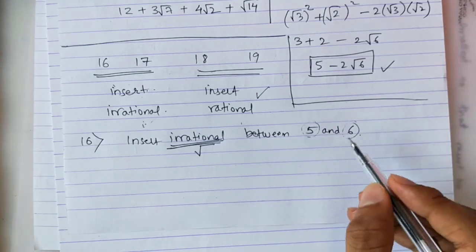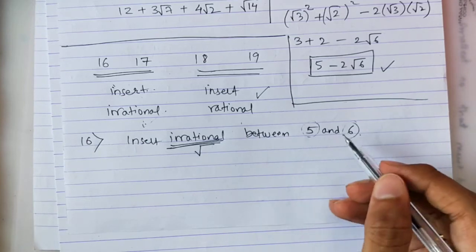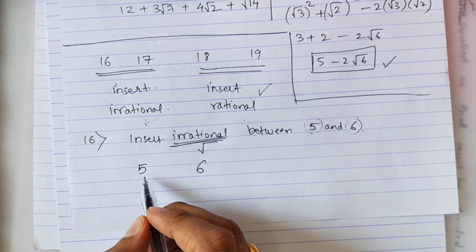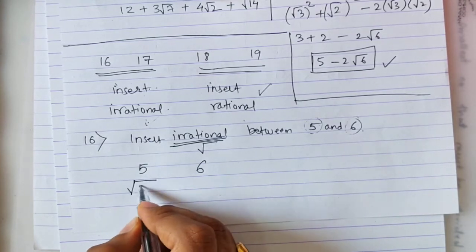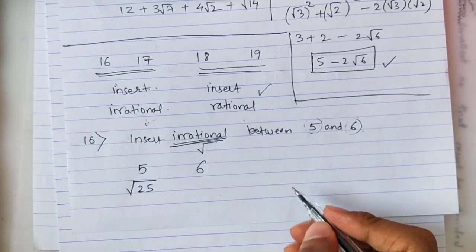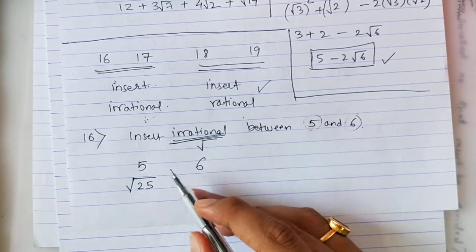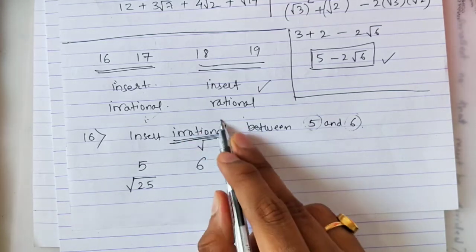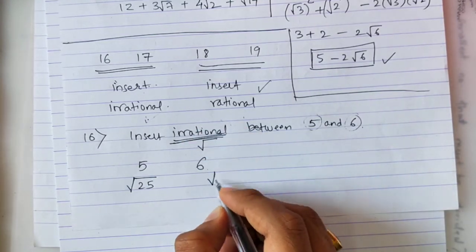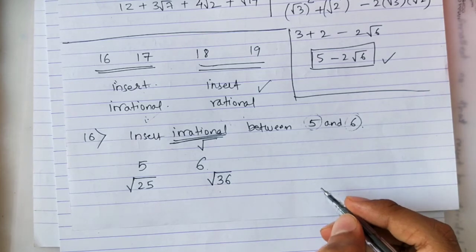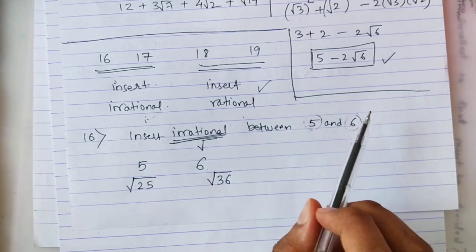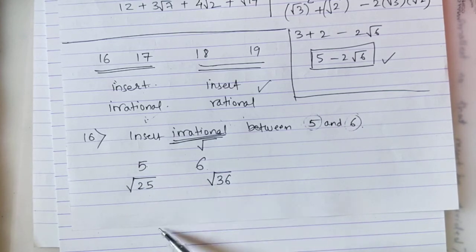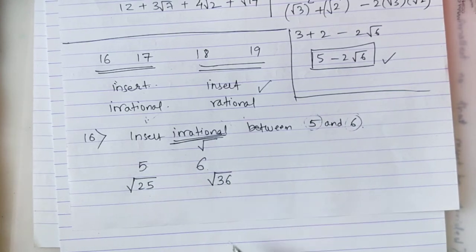So what I'll do, I'll write 5 and 6 in root form. How to write 5 and 6 in root form? See, 5 can be written as root 25. Square root of 25 is 5. I'm writing it purposely in root form because I want irrational number. 6 can be written as square root of 36. I have not changed the value, I have just changed the representation. 5 can be written as square root of 25 and 6 can be written as square root of 36.